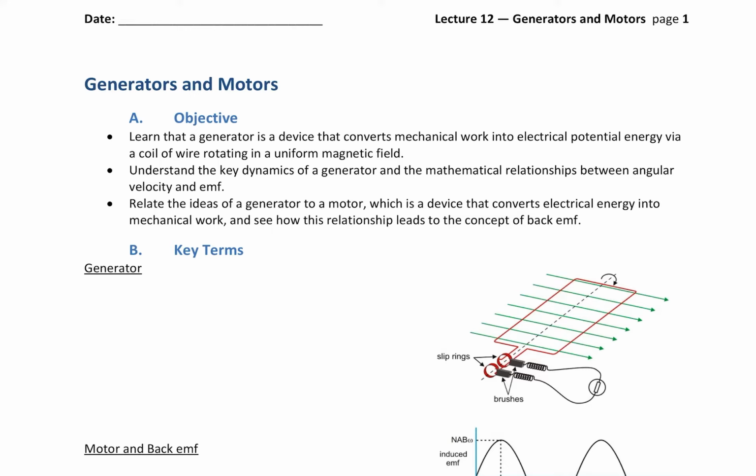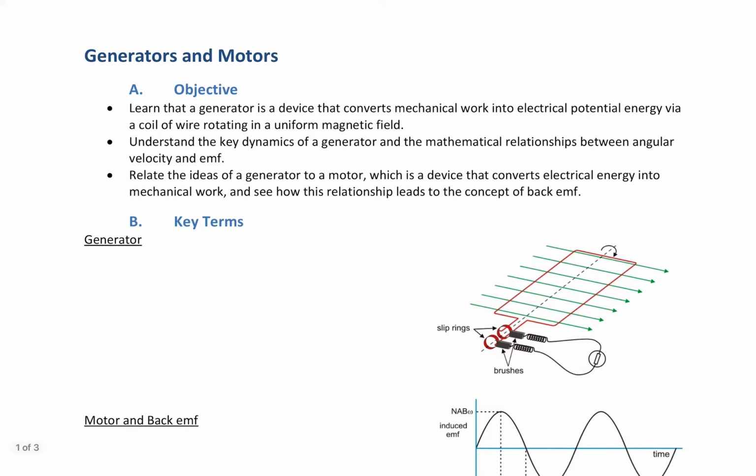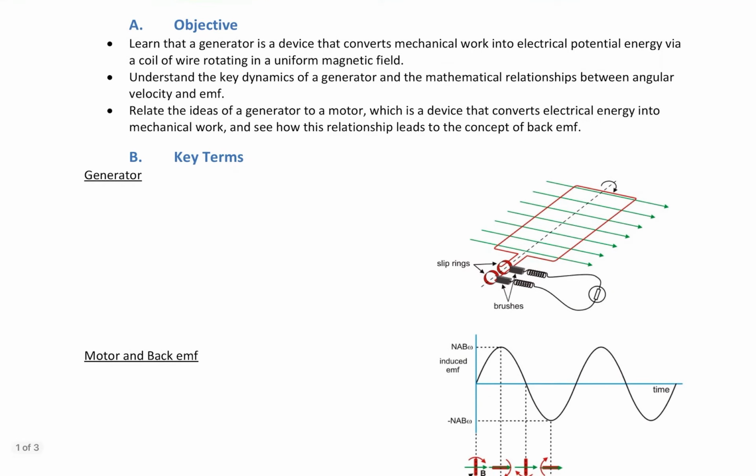We want to learn that a generator is a device that converts mechanical work into electrical potential energy via a coil of wire rotating in a uniform magnetic field. Okay, so turning mechanical work into electrical energy. In other words, inducing a current due to a changing magnetic flux. That right there is Faraday's law. We also want to understand the key dynamics of a generator and the mathematical relationship between angular velocity and the EMF.